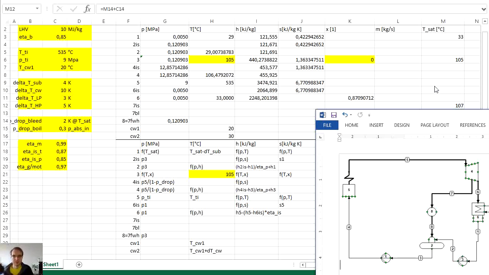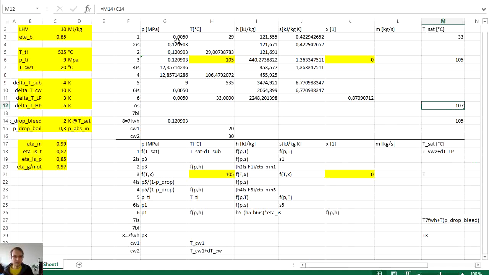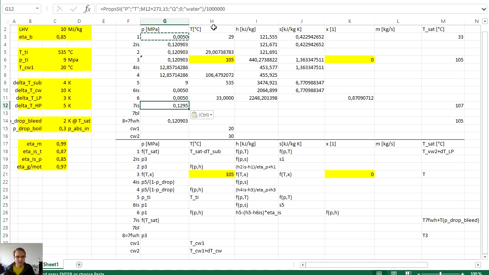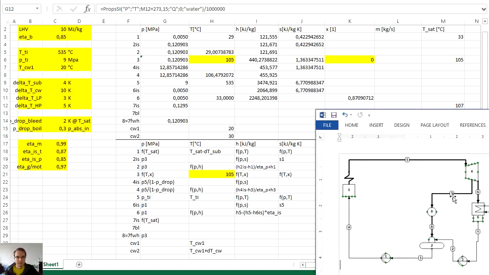From the saturated temperature we can get the pressure. So it's the function that we already had here. We can just copy it. The function is pressure as a function of saturated temperature. So here, pressure is a function of saturated temperature. Yes. So we have one thermodynamic parameter: we have the pressure at point 7.